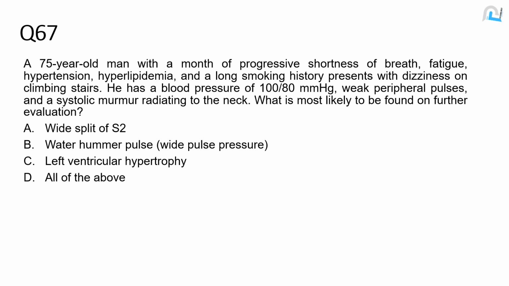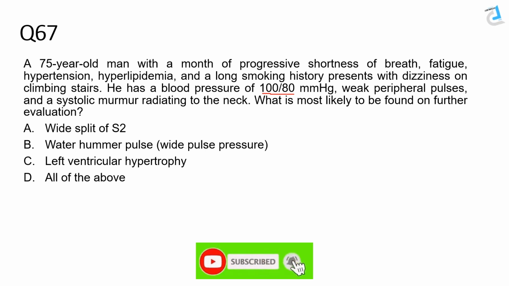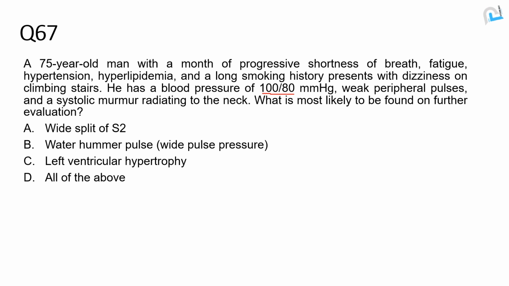A 75-year-old man with a month of progressive shortness of breath, fatigue, hypertension, hyperlipidemia, and a long smoking history presents with dizziness, and he has a blood pressure of 100/80. If we look at the blood pressure here, the systolic is quite low. It's on the low side, so we have a low systolic pressure. Diastolic is normal. So there should be a problem here with the systolic pressure. His peripheral pulse is weak. So that all tells you there should be a problem in the aortic valve.